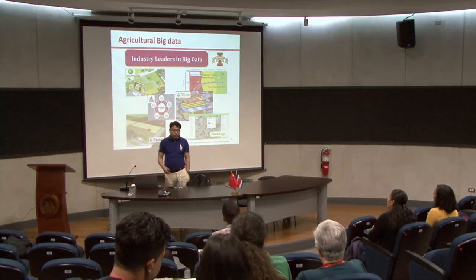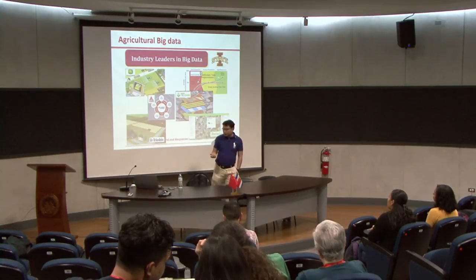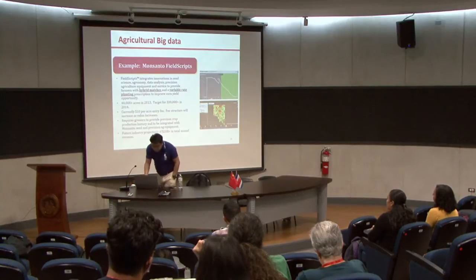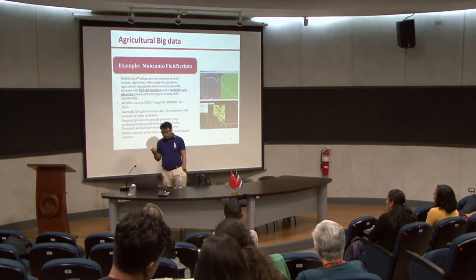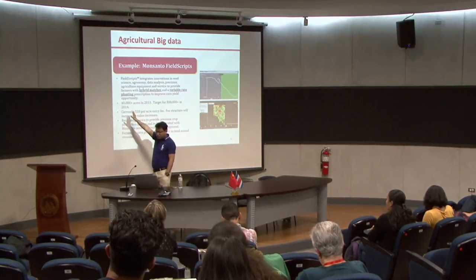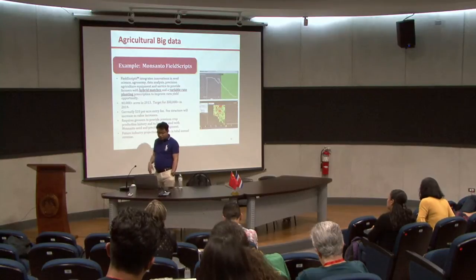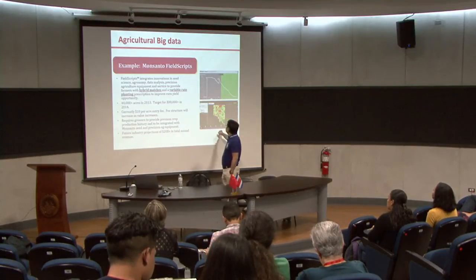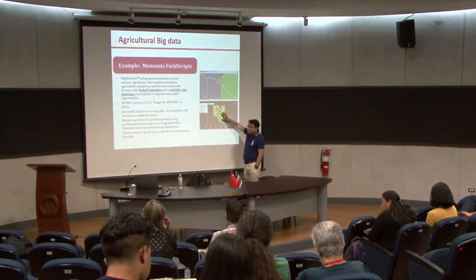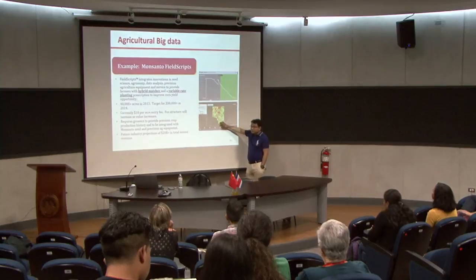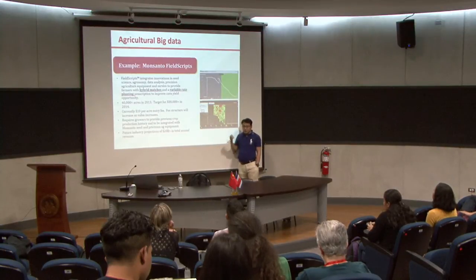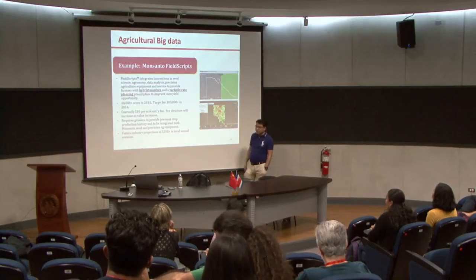Also, a lot of corporations like Monsanto provide services to farmers based on this big data: soil data, weather data, and satellite data. This is nitrogen. This is the crop growth. The green one means the crop here is good, and the red one means it's not good. So the farmers can go there to see why it is not good.